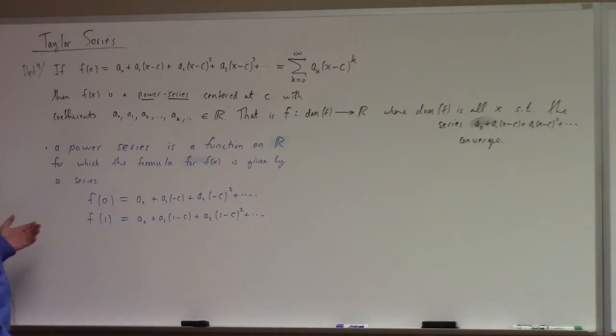So like, I can talk about f of 0 and f of 1 down here, but for a given choice of coefficients, it may or may not even make sense to write f of 0 or f of 1. It could be that 0 and 1 are outside the domain of the given power series. All right?